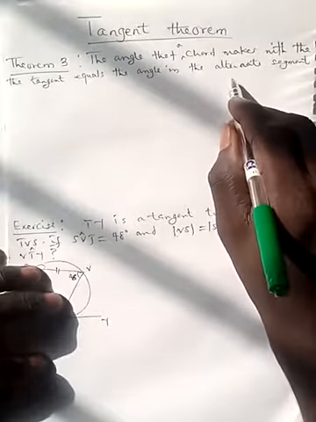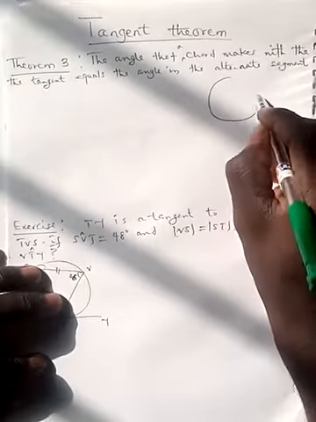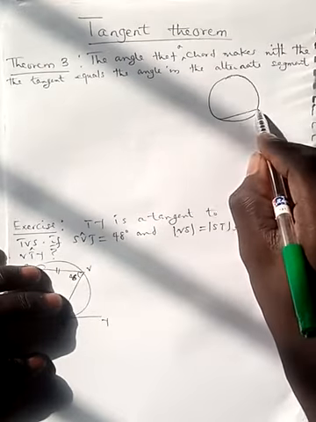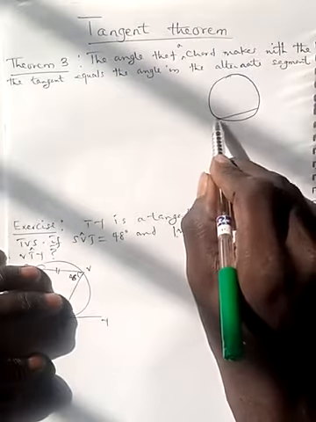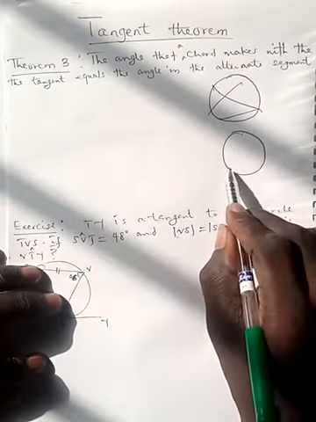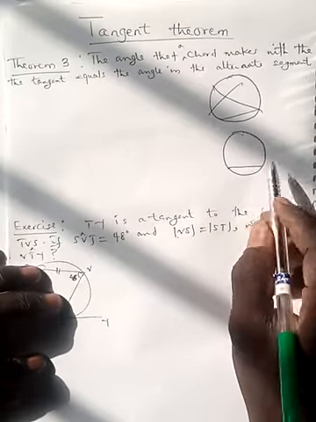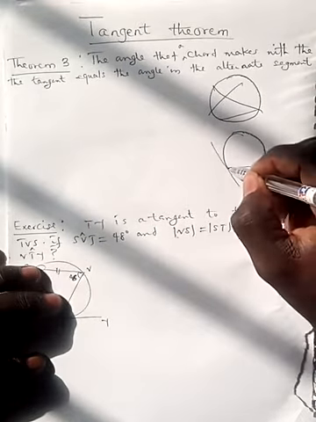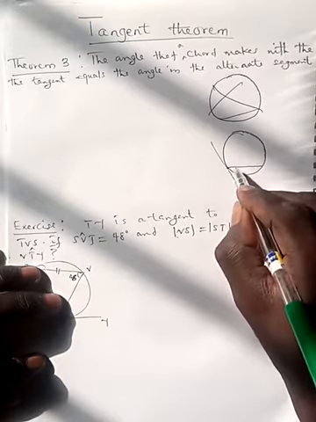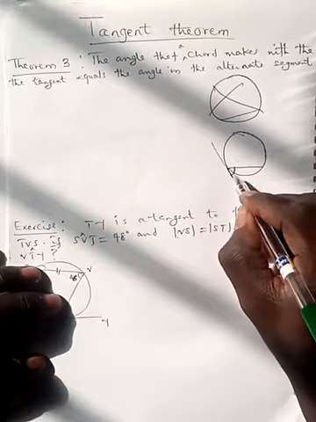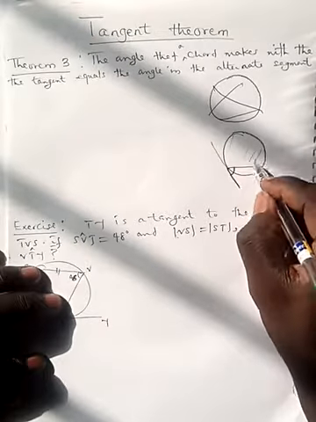Okay, this is what I mean. If this is a circle, here is a chord. Let's say here is a tangent. If this is the angle in question, this other side will be the alternate segment.